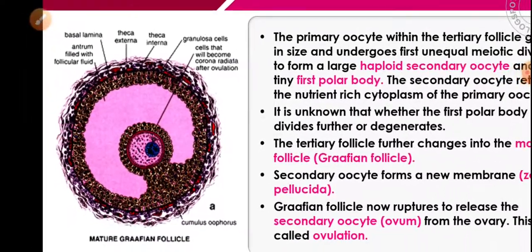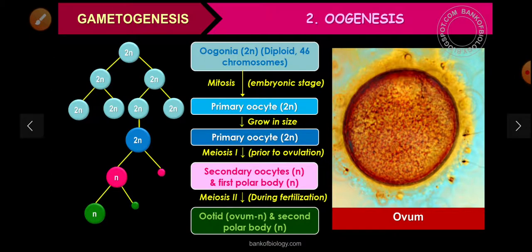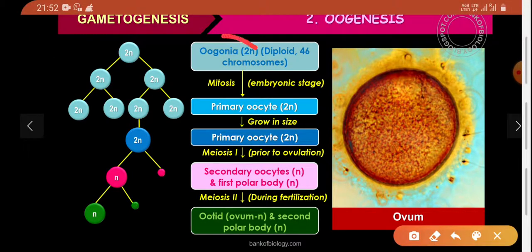From the diagram you can understand this. Here, first is the oogonium, 2n, that is 46 chromosomes. By mitosis in the embryonic stage, the primary oocyte of 2n will develop. It grows in size, and meiosis of the primary oocyte takes place prior to ovulation. Now the secondary oocyte is n haploid, with the first polar body. During fertilization, the ovum again divides, forming the second polar body.